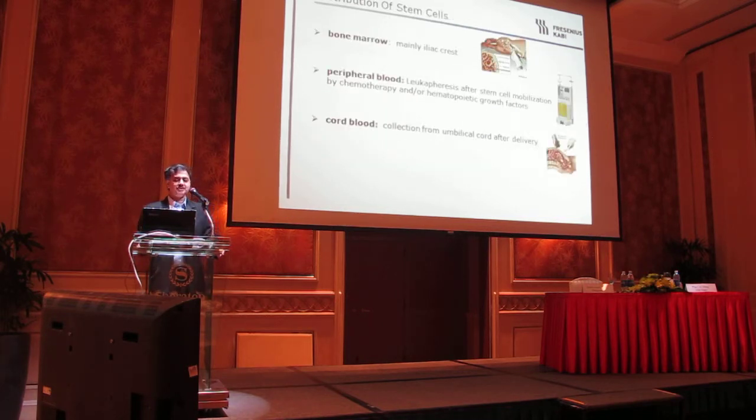When we talk of distribution of stem cells, the stem cells are basically from the bone marrow, where we collect them from the iliac crest, and then from the peripheral blood. Peripheral blood is the one from where we collect the stem cells with the help of a procedure called leukapheresis, where we mobilize the stem cells using hematopoietic growth factors and chemotherapy, and the cells are mobilized from the bone marrow into the peripheral blood, and from there we harvest them with the help of an apheresis equipment. And then of course cord blood, where we collect the stem cells from the umbilical cord after delivery.